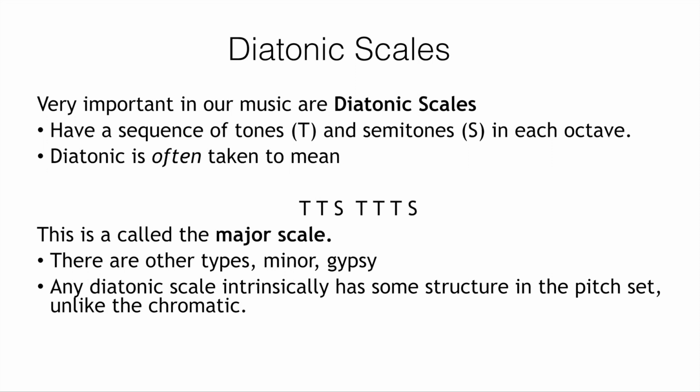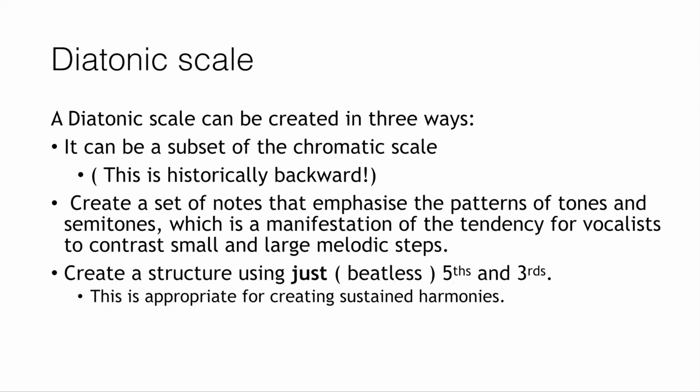There are lots of other types, but the thing is that any diatonic scale intrinsically has a particular structure in the pitch set, unlike the chromatic, which is all just semitones, or the whole tone scale, which is all just tones. So there are three ways you could consider creating a diatonic scale. You can think of it as a subset of the chromatic scale, but actually this is backwards from a historical perspective, because we started with diatonic scales and then expanded them to have extra notes.